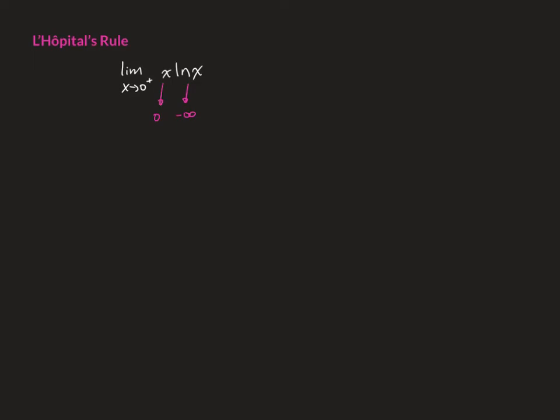The first thing I want to do is move the x from the numerator into the denominator. But when I do that, it doesn't go as x, it goes as 1 over x. Now if I check for an indetermination, I see that ln x goes to minus infinity at 0, but 1 over x goes to infinity at 0. So now I have an infinity over infinity. That is an indetermination, so I can use L'Hopital's rule to differentiate this function.